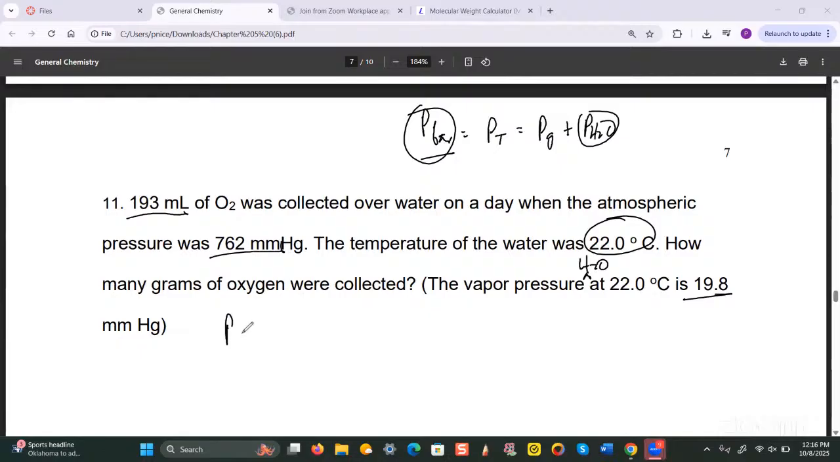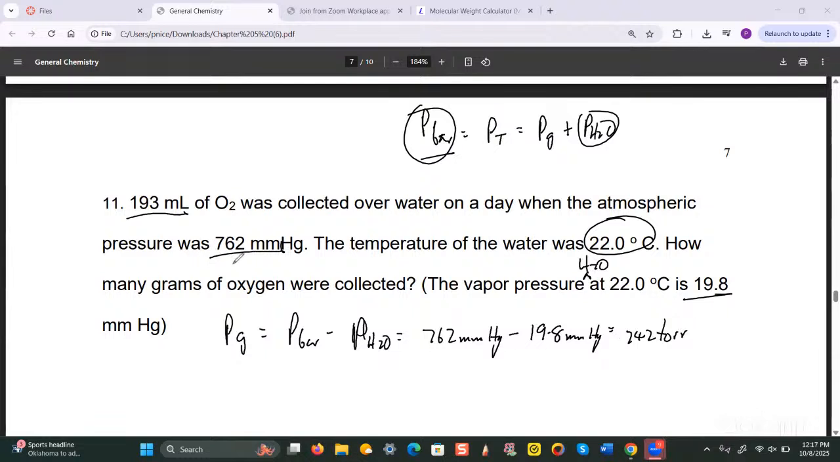So therefore, the pressure of the gas would simply be equal to the barometric pressure minus the vapor pressure of H2O. So the barometric pressure is 762 millimeters mercury, and the vapor pressure of water is 19.8 millimeters mercury. So let's see what that gives. 762 minus 19.8, and that gives 742 torr as the pressure of the gas.